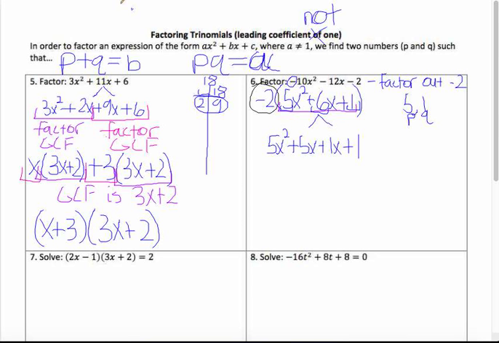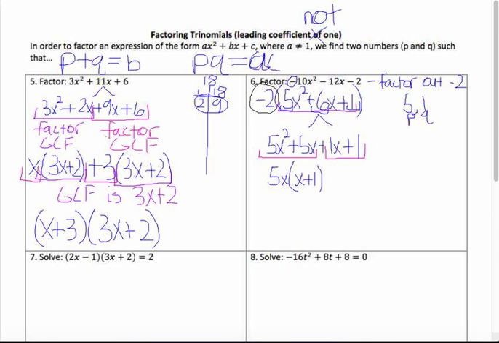So I take my first two terms, and I notice that they have a 5x in common. So 5x is factored out, and I would be left with x plus 1. Now, with this 1x plus 1 here, there's nothing I can factor out. It's just x plus 1.